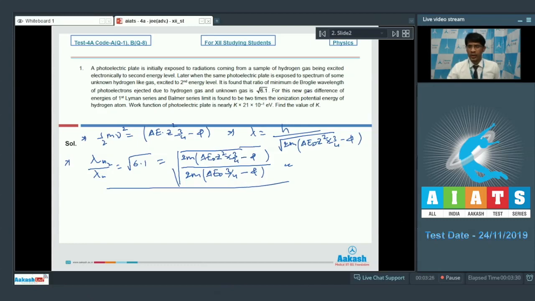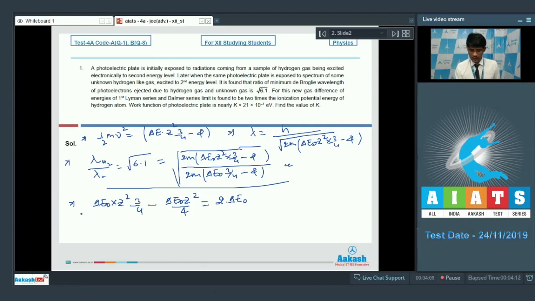Another statement is, for this new gas, difference of energies of first Lyman series and Balmer series limit is found to be 2 times the ionization potential energy of the hydrogen atom. From this statement, the energy of first Lyman series will be delta E naught into Z square into 3 by 4, minus series limit of Balmer series, which will be delta E naught Z square divided by 4. It is 2 times the ionization potential energy of hydrogen atom. What is 2 times ionization potential energy of hydrogen atom? It would be delta E naught itself.